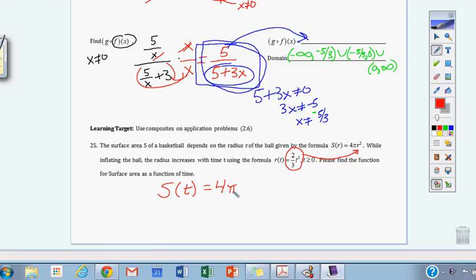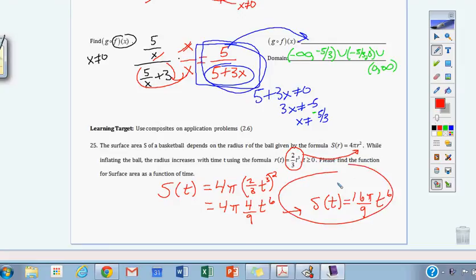So I got 4 pi times r squared. Well, r is now 2/3 t cubed, but then I gotta square it. So this is going to be 4 pi times 4 over 9. 2/3 squared is 4/9, and then t to the 6th power. Power rule is to multiply those there. All right, so then clean it up a little bit. Over here, I'm basically just gonna write it all out. S of t is equal to 16 pi over 9, just cleaning that up a little bit, t to the 6th power, and then we got ourselves our function.